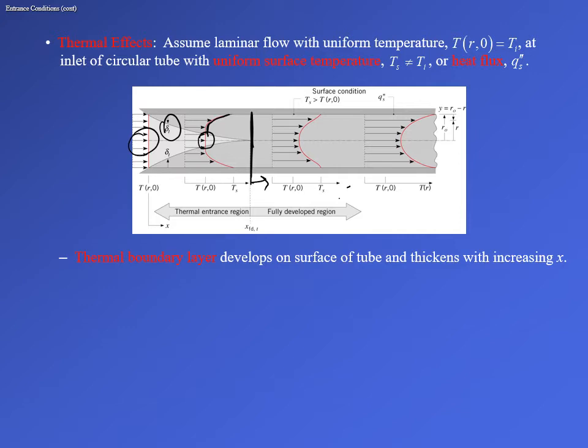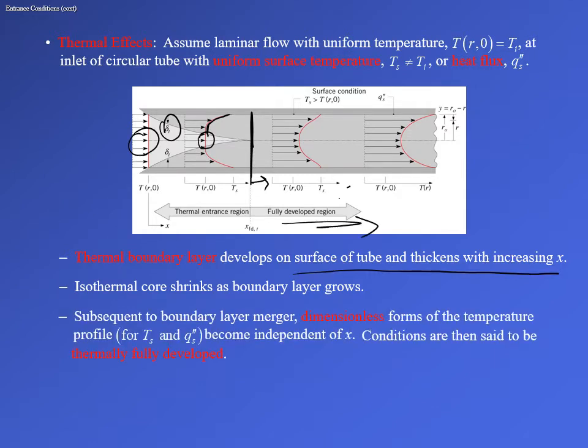As I said, the thermal boundary layer develops on the surface, and then increases as x increases until you reach the fully developed region, which is on the right hand side of this. We call it thermally fully developed because we're talking about temperature. So be careful when you talk about the word fully developed, because it may be different for hydrodynamic, that is velocity, and thermal, that is temperature, at least in the laminar flow regime.